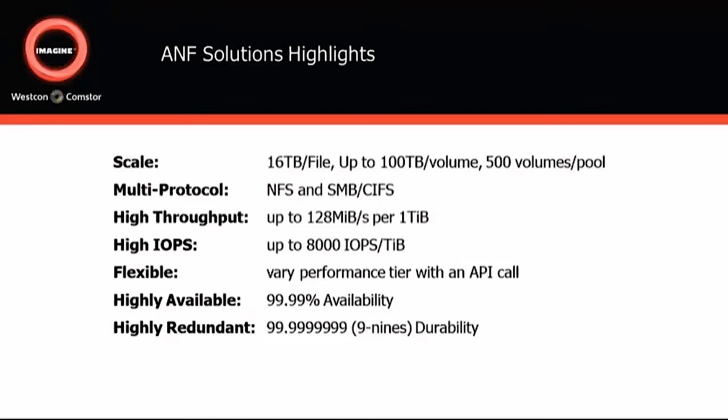You can vary the performance. You can switch between standard, premium, and ultra with an API call. Or you can over-provision in order to get better performance. So that gives flexibility at time of deployment to pick the right service level for situations where it's difficult to predict what performance level you need.